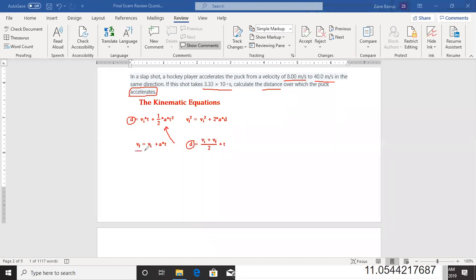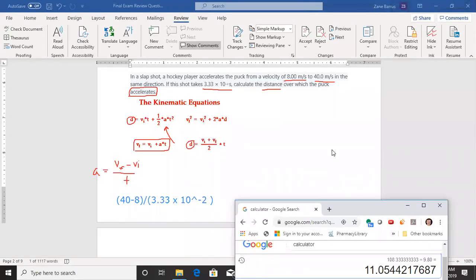But basically what I'm saying is you can take this equation down here, get A by itself, and then solve for A using this problem. Based on what we did a couple problems ago, I told you that VF minus VI over T is acceleration. So let's figure that out first. My final velocity is 40 in this problem. My initial velocity is 8. And this is all happening over a time span of 3.33 times 10 to the minus 2 seconds. So let's go ahead and plug that in and see what we get.